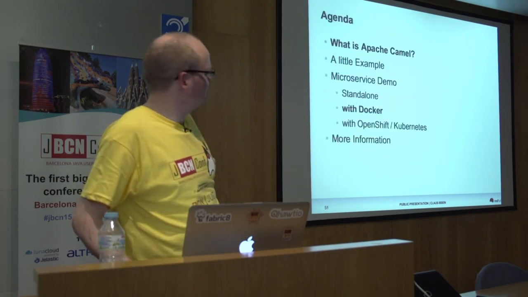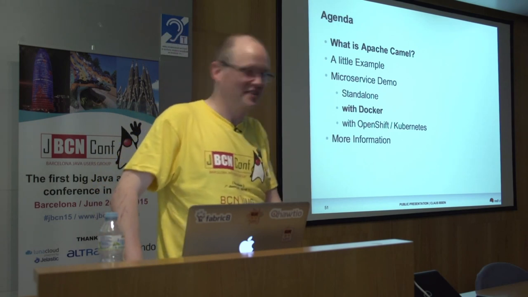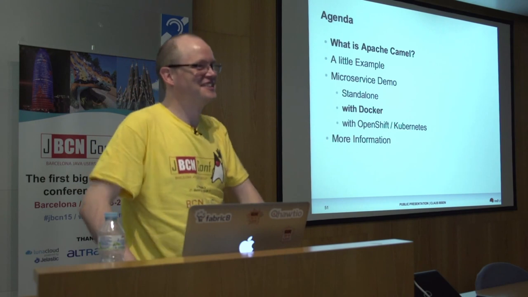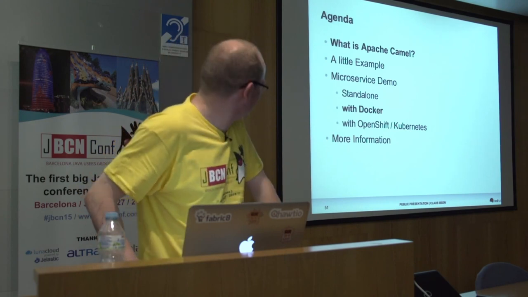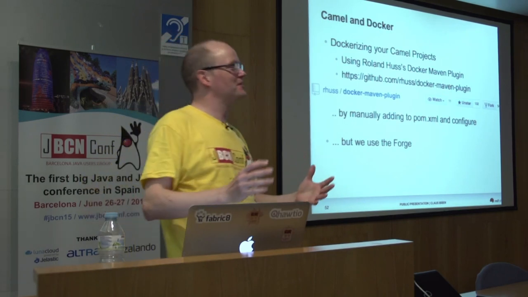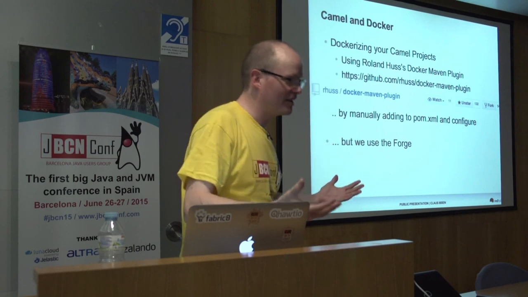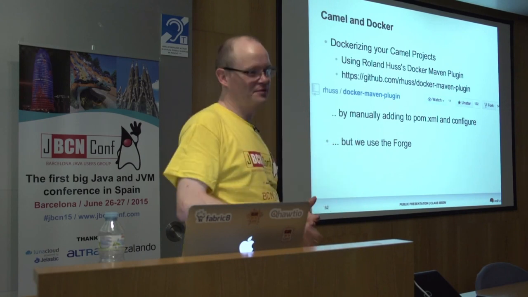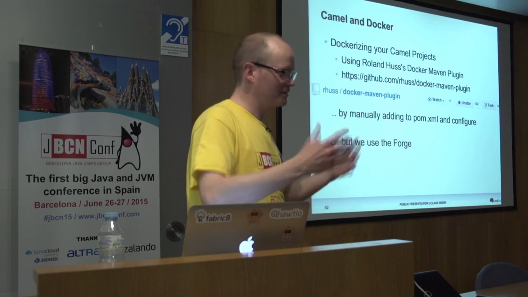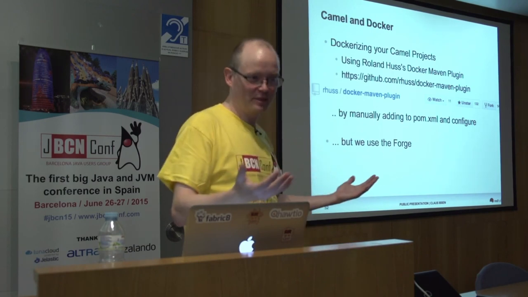So there's been a lot of talk about Docker. Docker this, Docker that. So let's see how Camel and Docker do. What we like to do is take the code we built today and be able to run it on Docker. Some people have told us, okay, you need to provide that as a Docker image. So I have some Java code. How the hell do I get a Docker image?